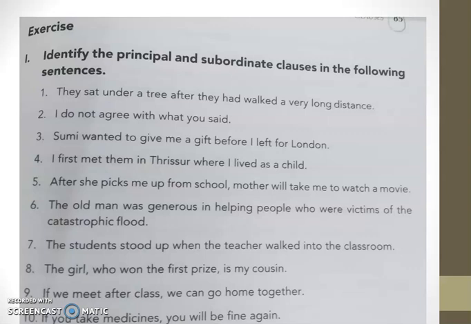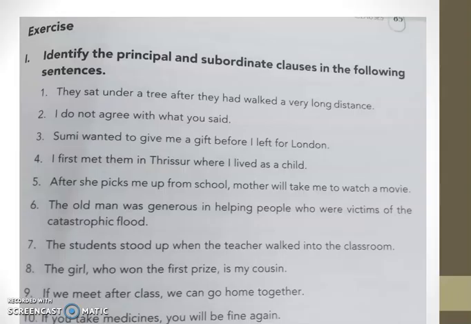So the two parts are, I first met them in Thrissur, and where I lived as a child. It's very clear. I first met them in Thrissur is the independent clause. Where I lived as a child is the dependent clause. Fifth question, after she picks me up from school, mother will take me to watch a movie.